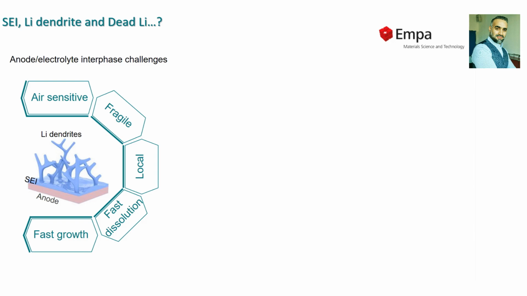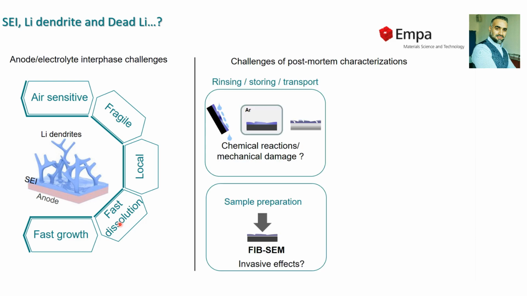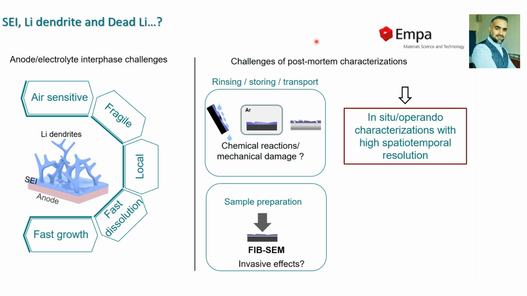However, the SEI and the lithium dendrites are air sensitive, fragile, and occur locally with fast growth and dissolution kinetics. For these reasons, the preparation and transport of the sample can generate damage and modification of the initial properties of the SEI and lithium metals, which renders post-mortem characterization non-efficient.